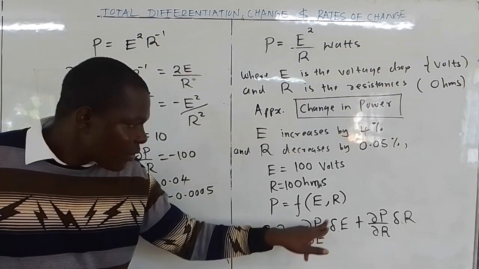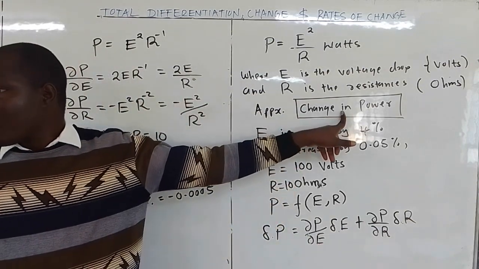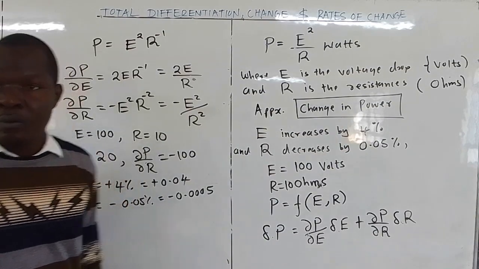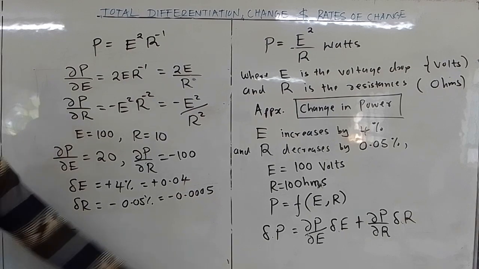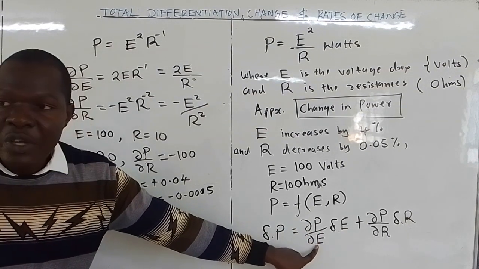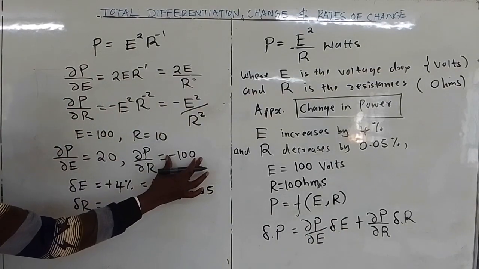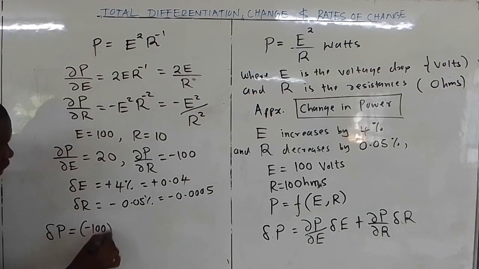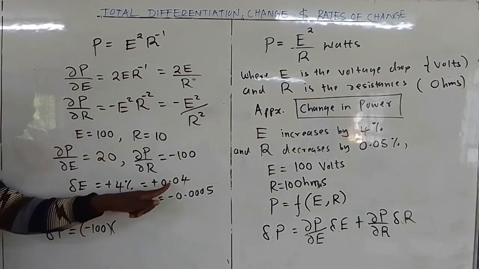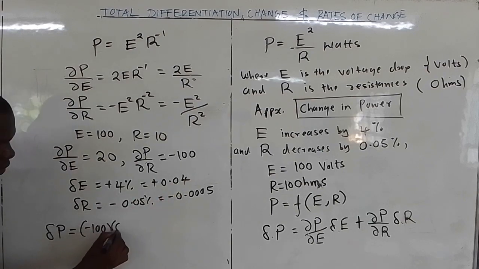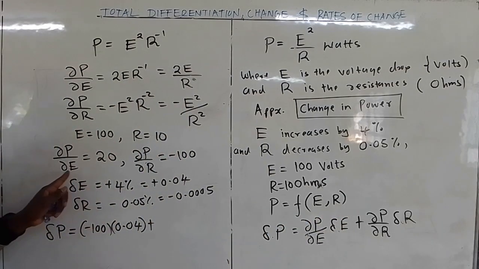We found this, we found this, we found this, we found this. So we can now get the change in power. What is required, isn't it? The change in power. So the change in power is differentiating P partially with respect to E times that. What did you get to be that? You found this to be 20, then it is times change in E. Change in E you found to be positive 0.04. Then it is plus differentiating P partially with respect to R.